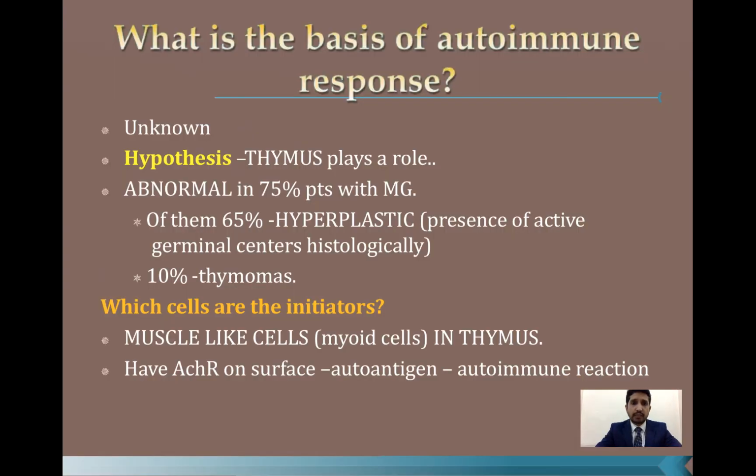So what causes this autoimmune response? Actually, we don't know exactly what happens, but there is a hypothesis that the thymus plays an important role in this autoimmune response because it is abnormal in 75% of patients of myasthenia gravis. Of these 75%, 65% have hyperplastic thymus, while 10% have thymomas. The thymus has muscle-like cells. On muscle-like cells, we have acetylcholine receptors. These acetylcholine receptors act as autoantigen and generate an autoimmune response which attacks the normal acetylcholine receptors of the skeletal muscles.